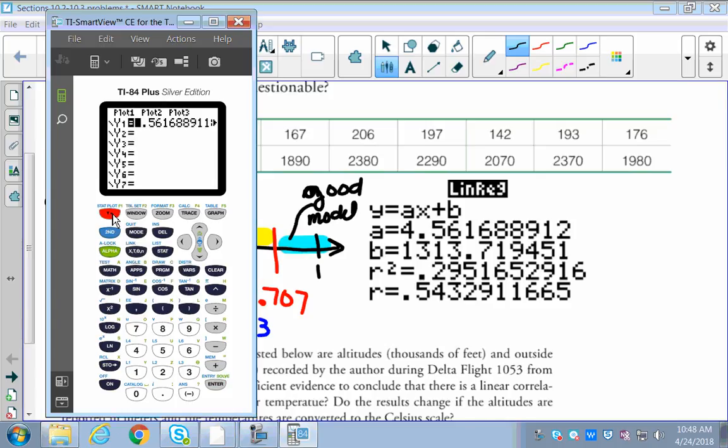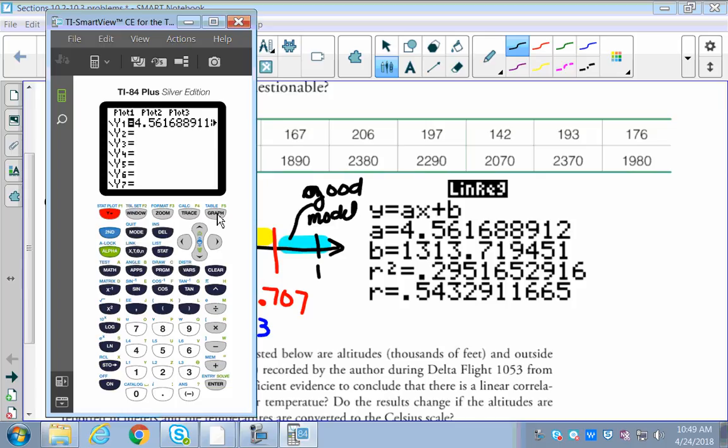In y equals, it automatically took this equation that it calculated and pasted it into y1. That's why we did vars, y vars, function, and y1. We told it to plot. We told it to paste it there because I don't want to have to input it. I'm being a little lazy, right? Okay? So we could right now look at our graph.